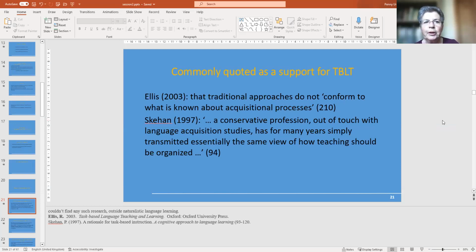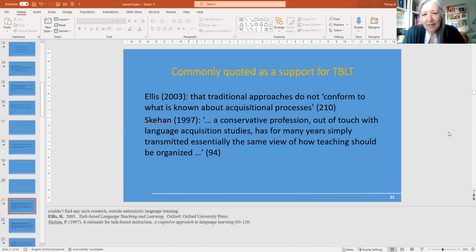And I said in my notes that I searched through Google Scholar and all sorts, and couldn't find any research outside naturalistic language learning. There's a lot of research on first language learning or second language learning in immersion environments, so a naturalistic situation, which does support learning through communication, but I couldn't find any based on instructed language learning which supported it. I'm still looking.